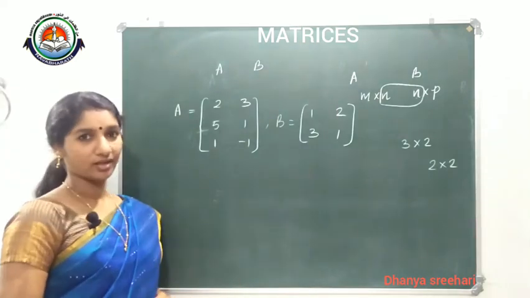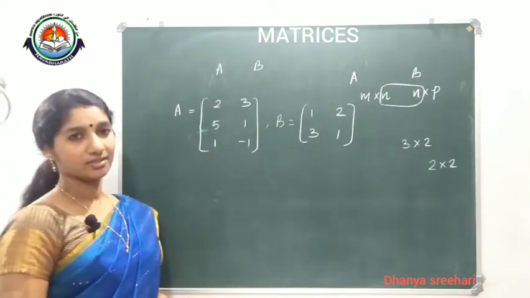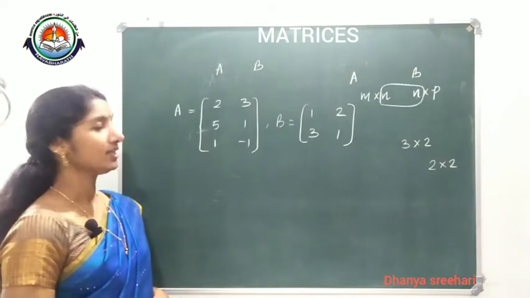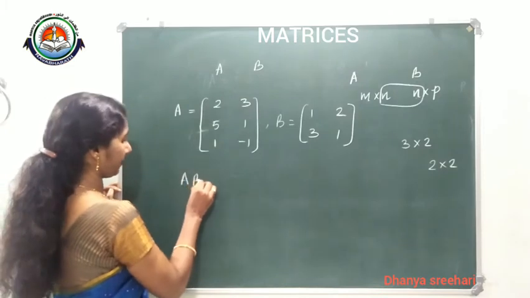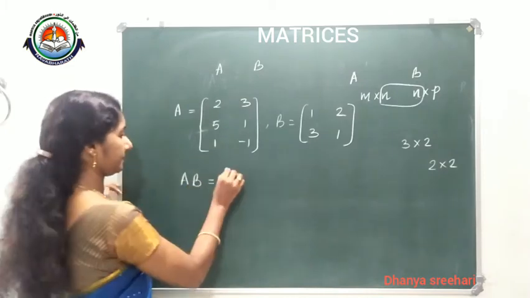So two matrices, we've got A and B. Then we can define how we will do the multiplication of two matrices. So we are getting AB, A and B we are going to multiply.